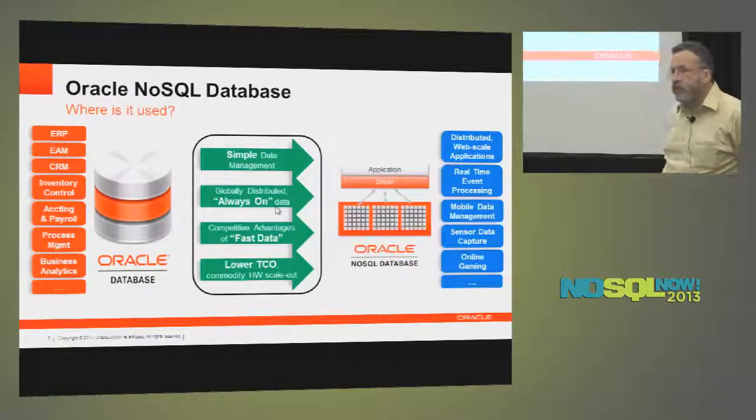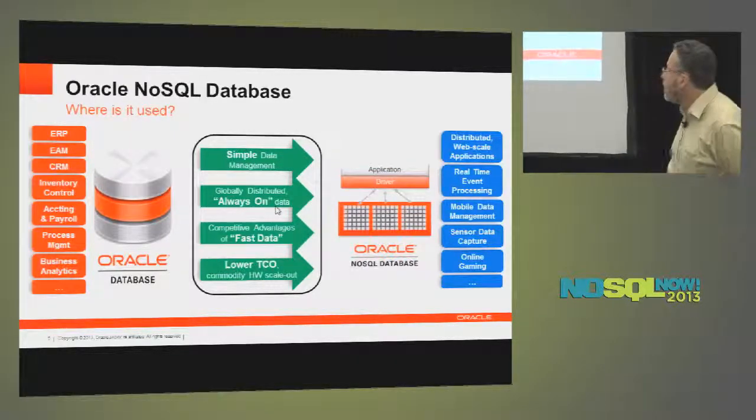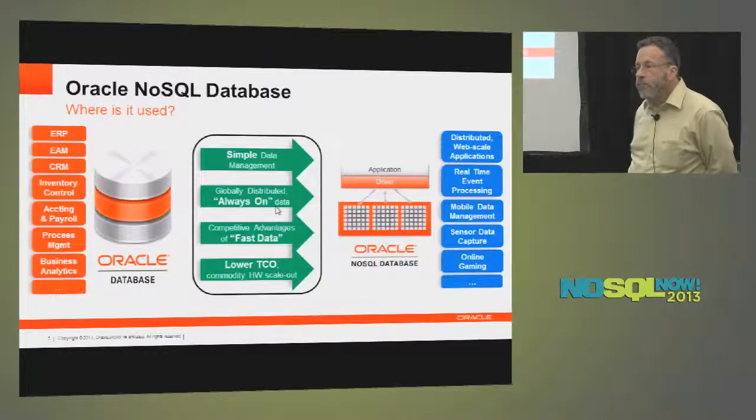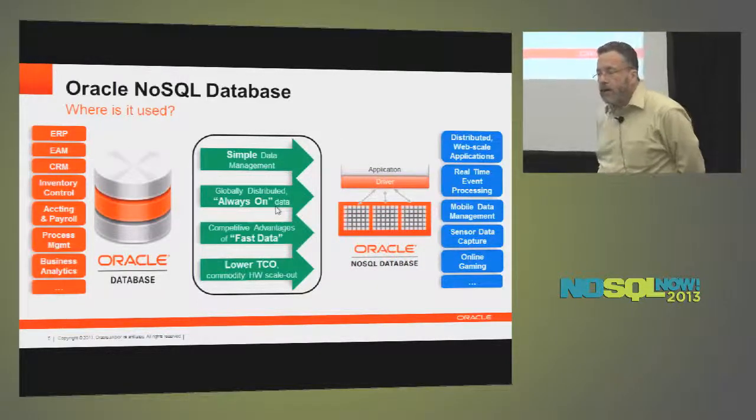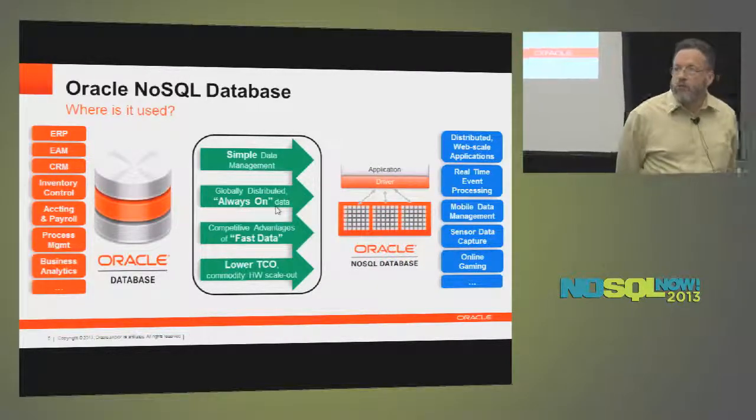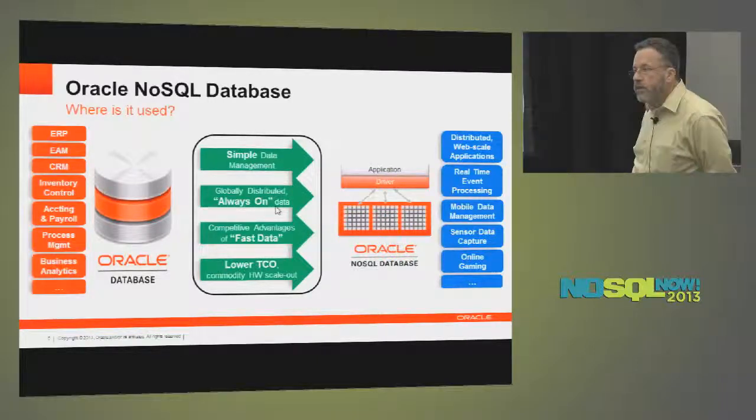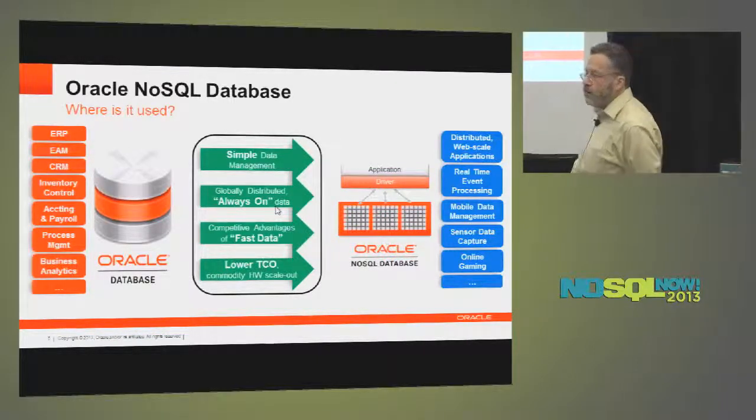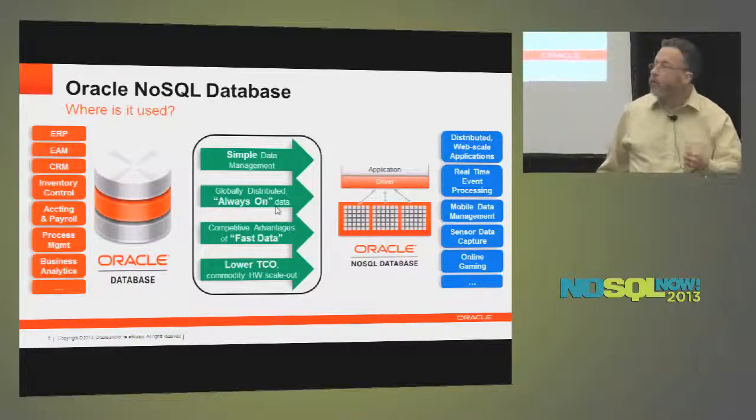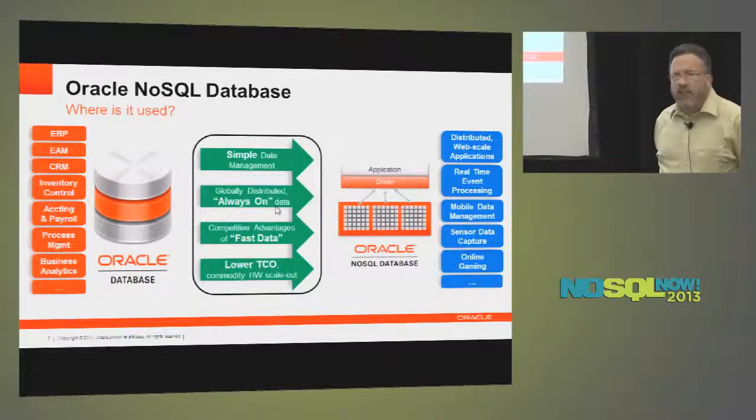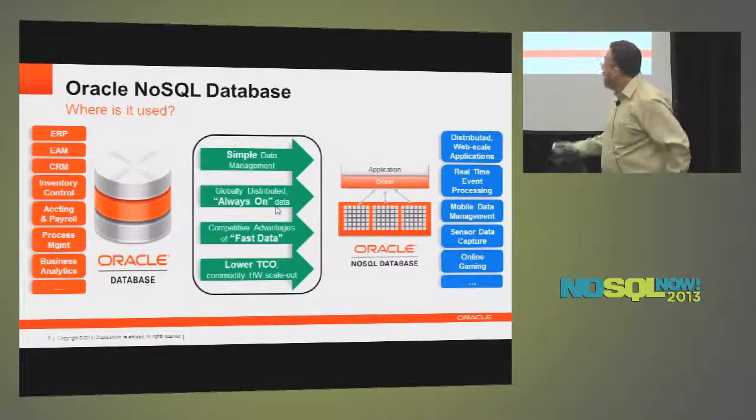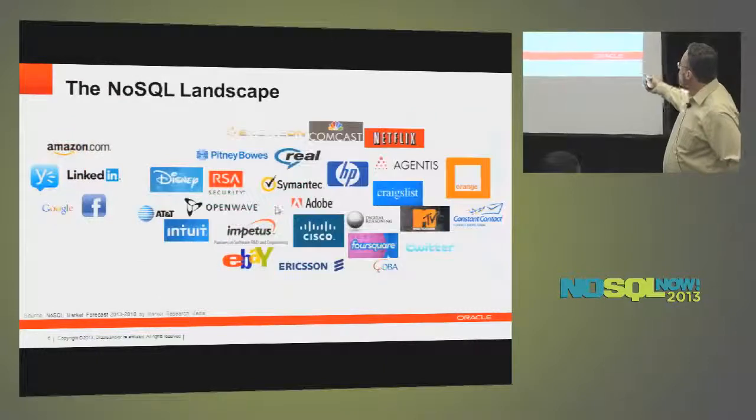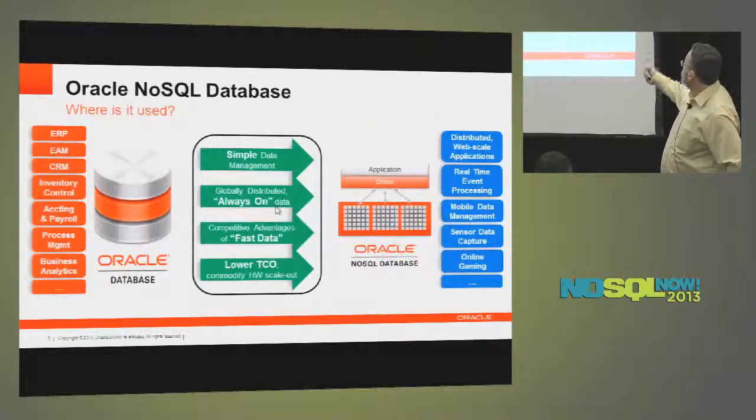And the types of applications that we're building this technology for are things like distributed web scale transaction processing, real-time event processing, managing millions of cellular phones, understanding what their content is, where their location is, what their authentication priority parameters are, as well as things like sensor data capture for manufacturing, utilities, and other areas. These are the types of applications that NoSQL was built for.